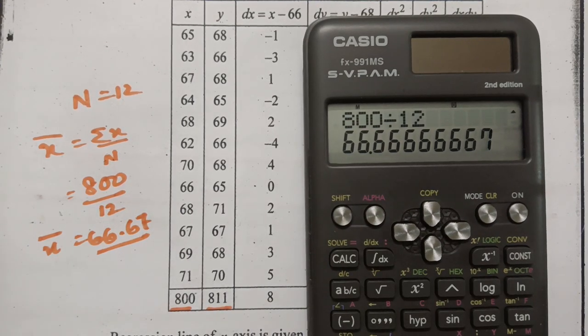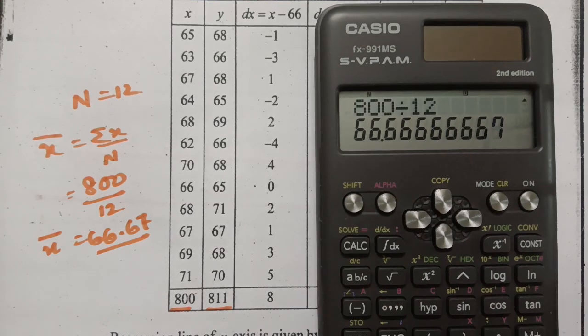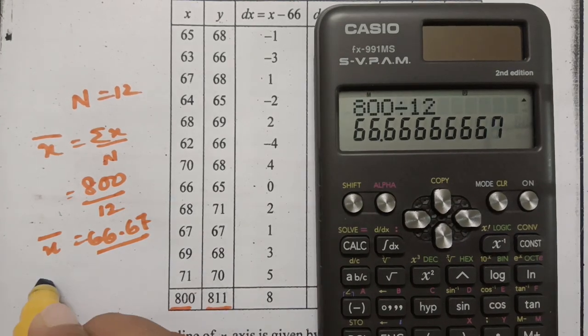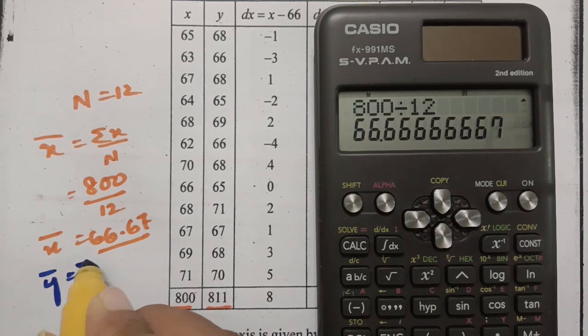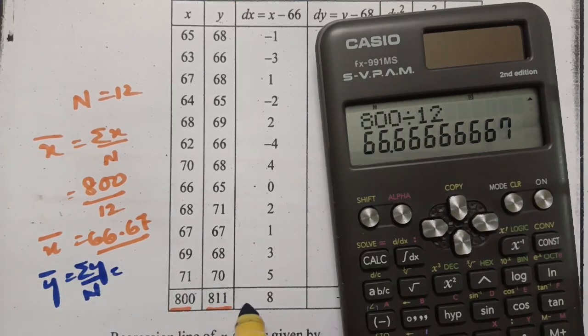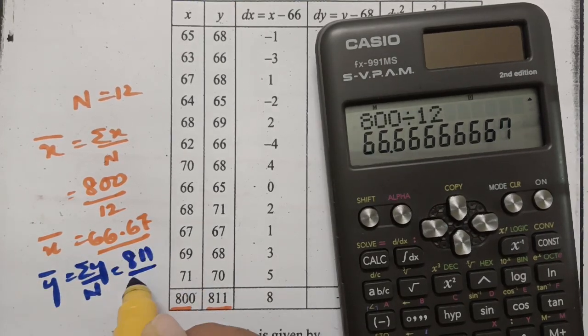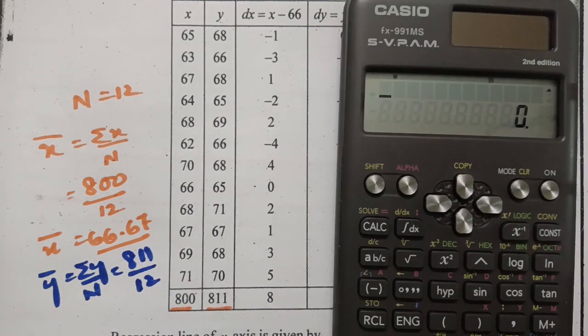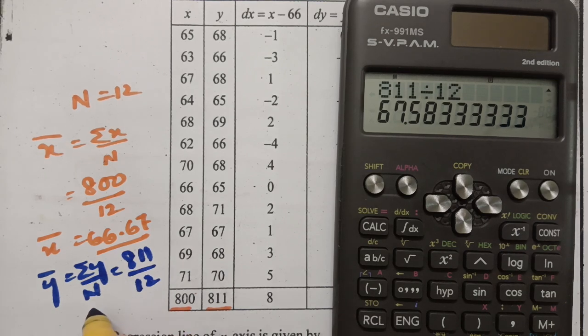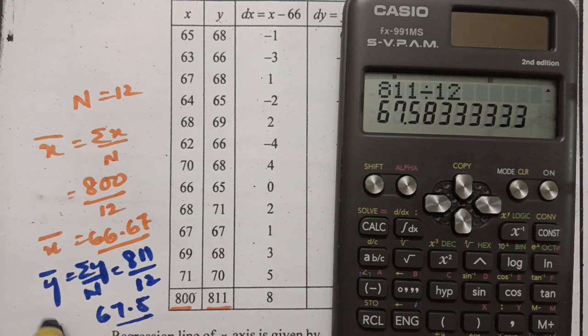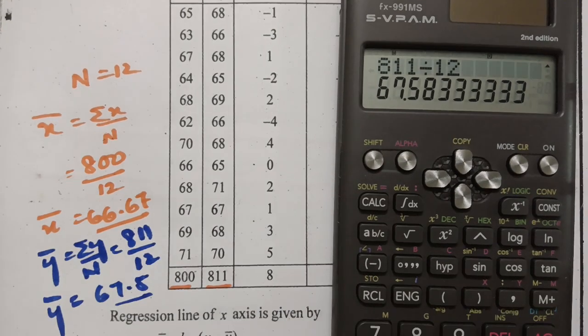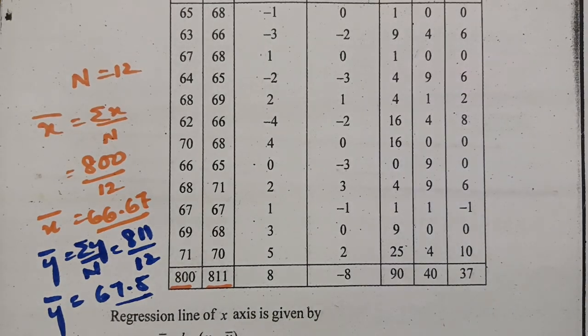Now coming to y bar. y bar is equal to sigma y by n. What is sigma y here? This is 811 by 12, that is 811 divided by 12. The value here is 67.5. So this is the y bar value and that is the x bar value. We have both the values ready here.